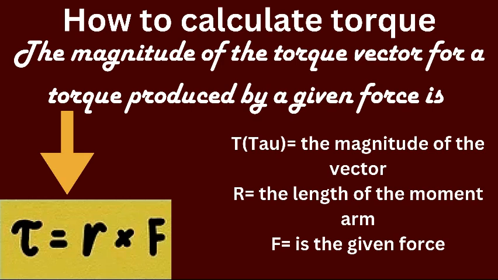We have one more major key factor on torque, and it's how to calculate torque. The magnitude of the torque vector for a torque produced by a given force is the equation tau equals r times F. Yes, that's not a T. It's a Greek letter for T-A-U, tau. Tau equaling the magnitude of the vector, r equaling the length of the moment arm, and F equaling the given force.